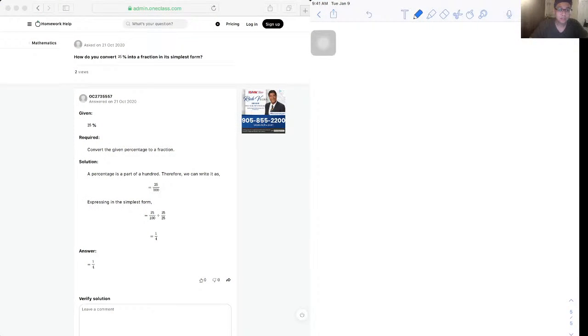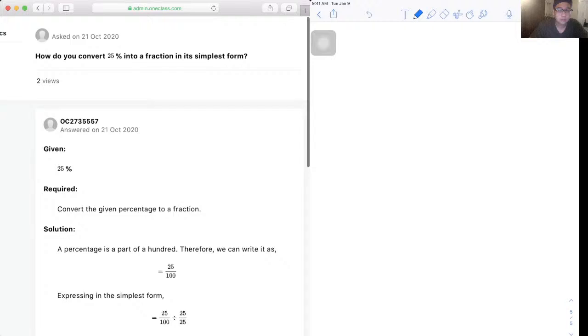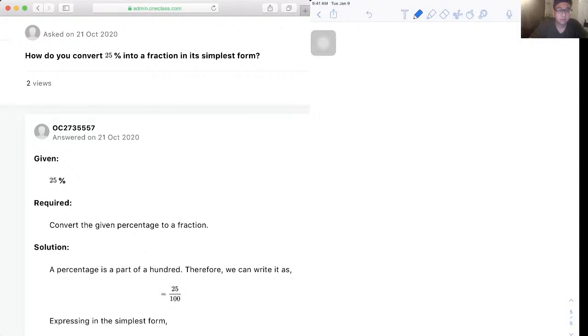So the first question today is asking us, how do you convert 25% into a fraction in its simplest form?